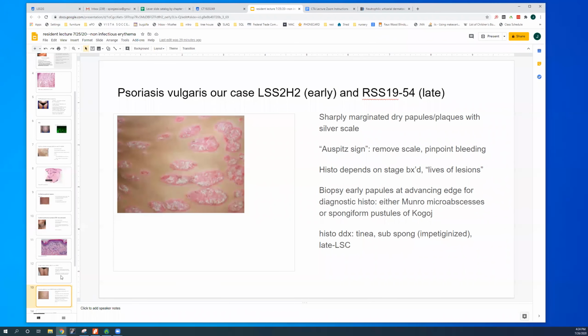Okay. So let's go on to psoriasis. Anybody have any comments about prurigo?